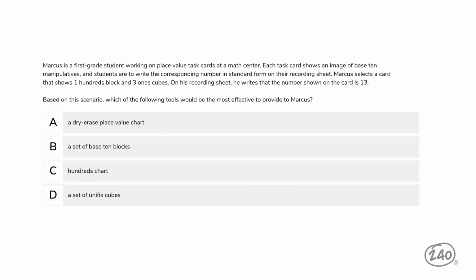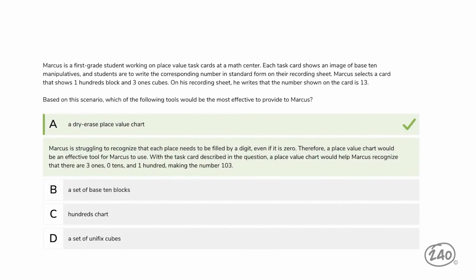Marcus is struggling to recognize that each place needs to be filled by a digit, even if it is 0. Therefore, a place value chart would be an effective tool for Marcus to use. With the task card described in the question, a place value chart would help Marcus recognize that there are 3 ones, 0 tens, and 1 hundred, making the number 103.